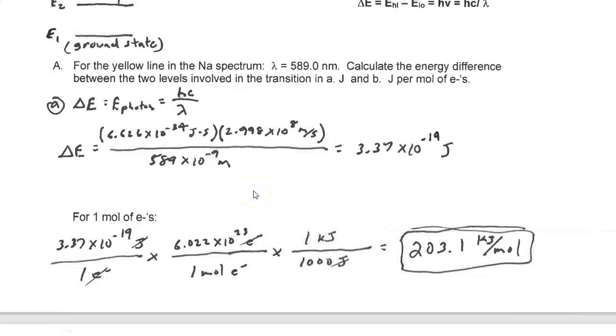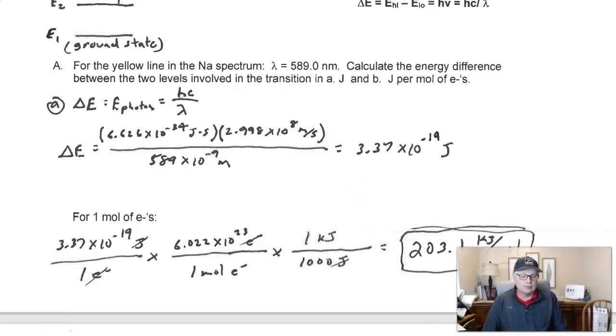And so I run that through the calculator. You can do that if you want to. You should get something similar to 3.37 times 10 to the negative 19 joules. Okay, and that's for that one electron making that transition. All right. Is that a very large value? No, it's not a very large value. Is that something you could probably see? Probably not.